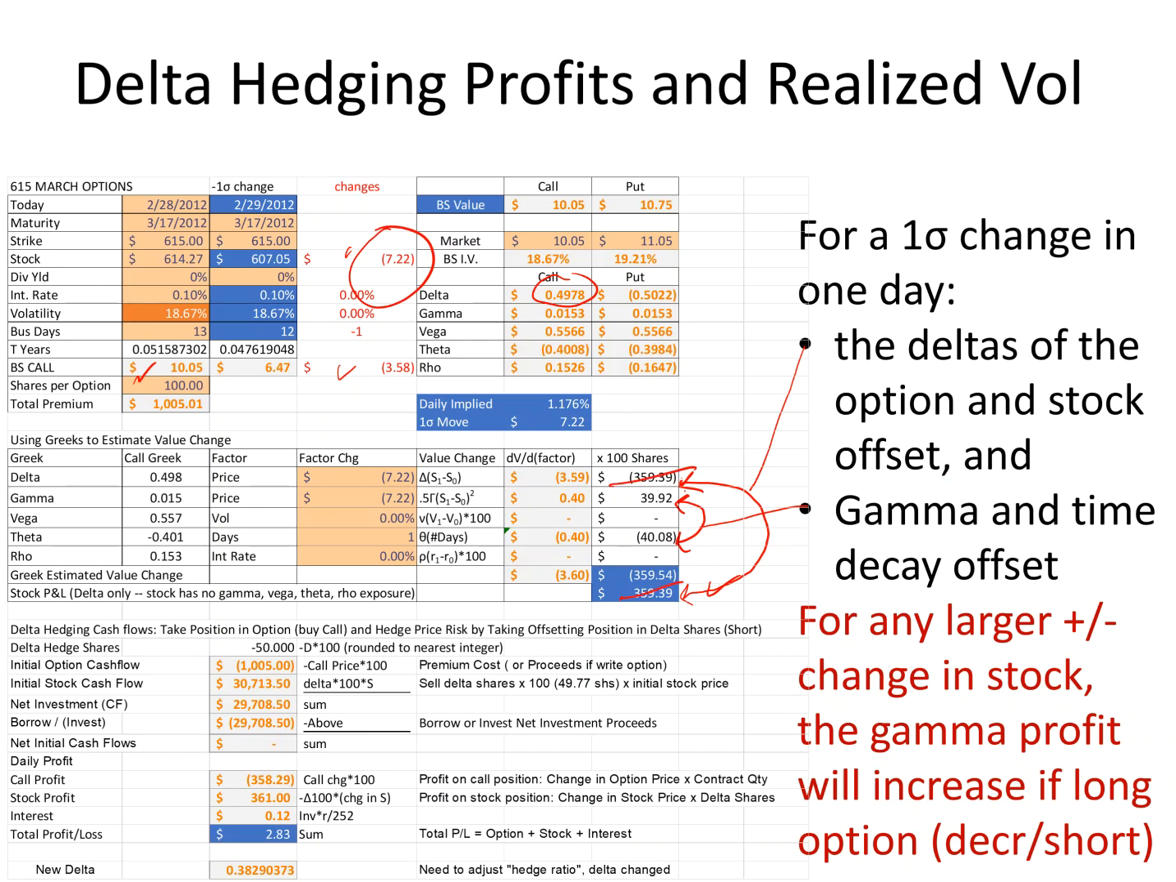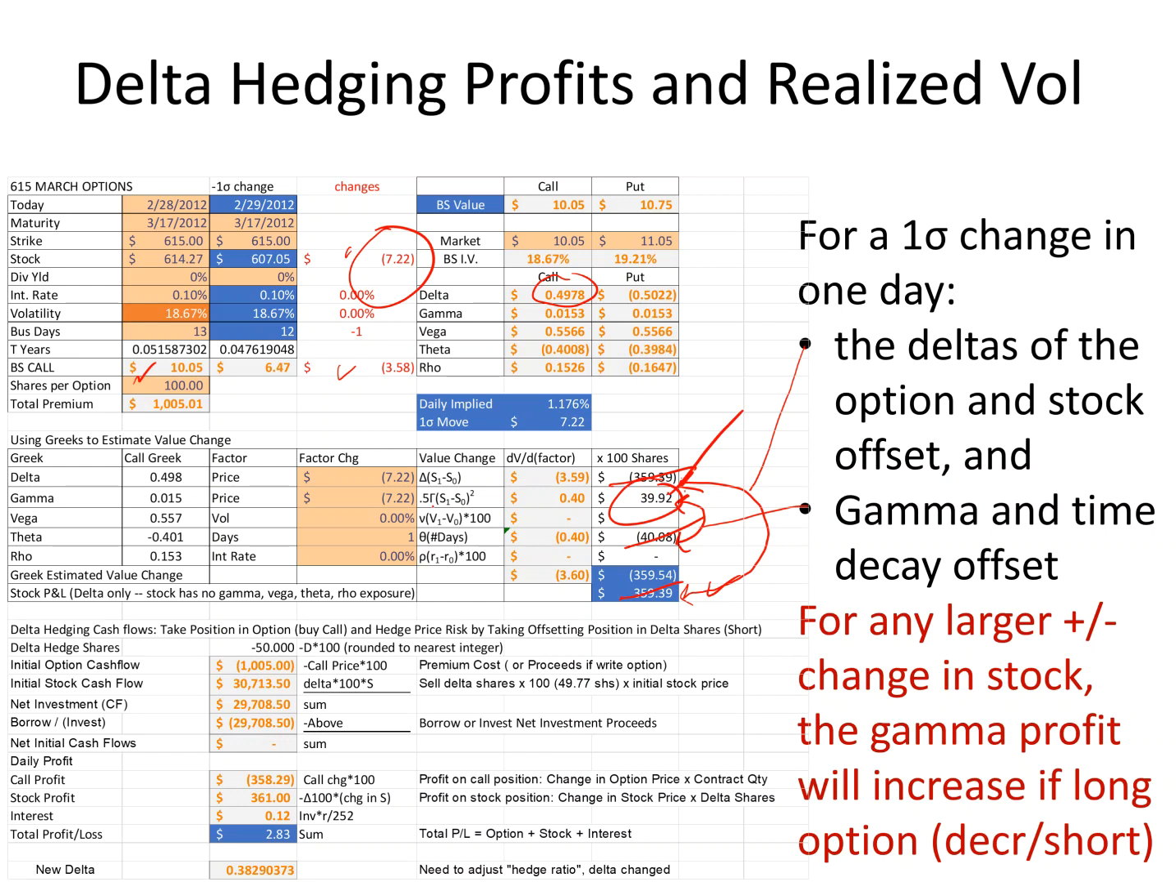The delta of the stock and option are always going to offset each other. The time decay is not going to change for a bigger change in the stock price. So for any bigger change in the stock than $7.22 in absolute value, what's going to happen is the gamma effect is going to get bigger.